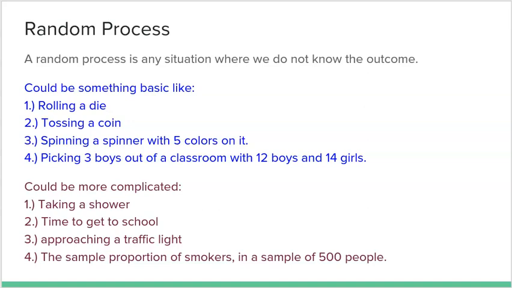Picking 3 boys out of a classroom with 12 boys and 14 girls. Boy, I certainly don't know what's going to happen. I could get Maddox, I could get Mike, I could get Tommy, I can get Justin, I can get Clinton. I don't know the outcomes of which 3 boys are going to get picked.